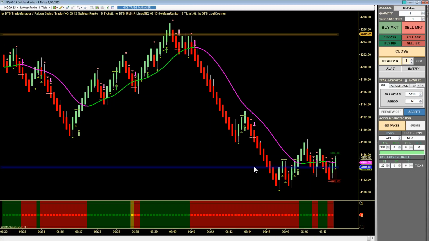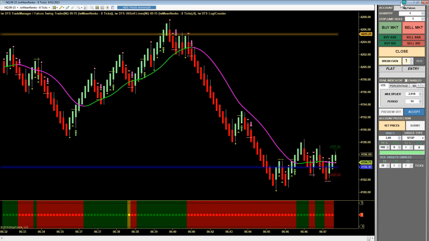So we're back here now on the primary support. The very, very short-term trend out of the open is down. And the Falcon is almost making an early trend change signal.